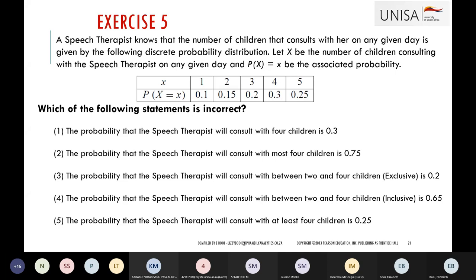Okay, so number one, I think here we're missing "at most". Number one, the probability that the speech therapist will consult with four children. That is exactly, so it will be the probability that X equals 4, which is 0.3. Therefore, that is correct. Next, the probability that the speech therapist will consult with at most 4 children. At most is less than or equal to, remember that? So the probability that X is less than or equal to 4.